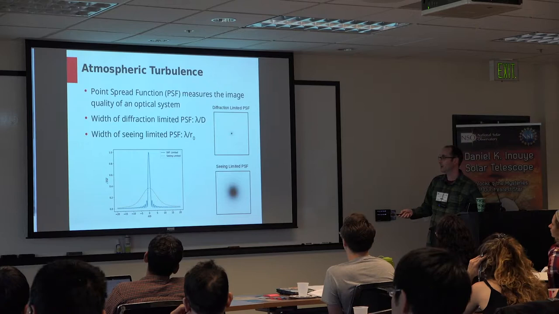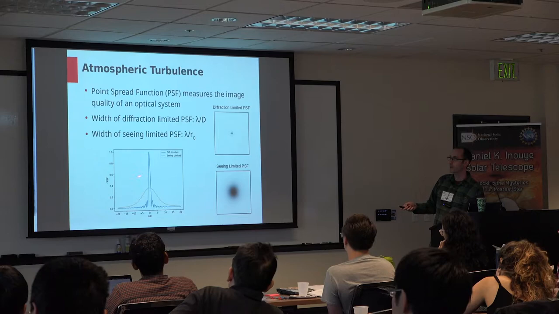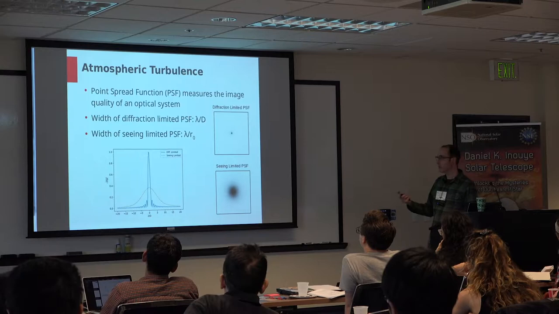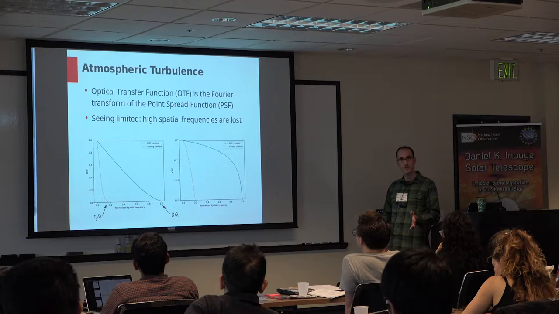And here you can see that in the diffraction limit peak, you have all the energy concentrated in a very narrow area. Once you introduce the atmosphere, things smooth out and spread out. All this energy that was very concentrated is now spread out over a larger area that will give you a blurrier image.